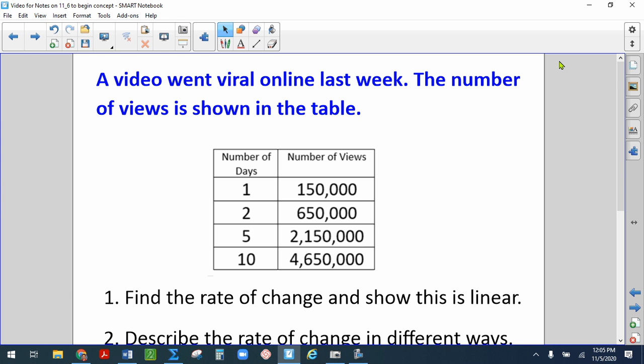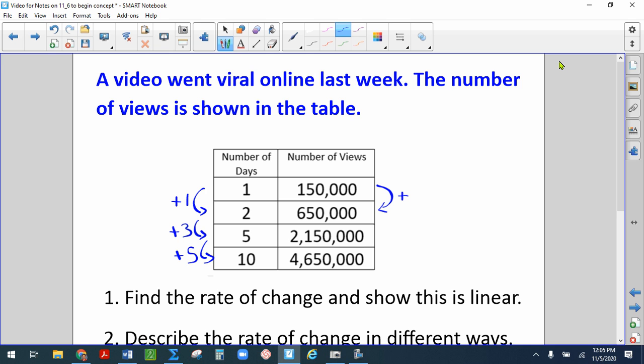The first question says, find the rate of change and show that this is linear. So this is actually how it ties into what you did the first 2 days. We're going to start by doing what we did the last 2 days. So we're going to find the difference on the side of the table. The number of days changes by 1 day, then it goes up by 3 days, then it goes up by 5 days. The number of views goes up.